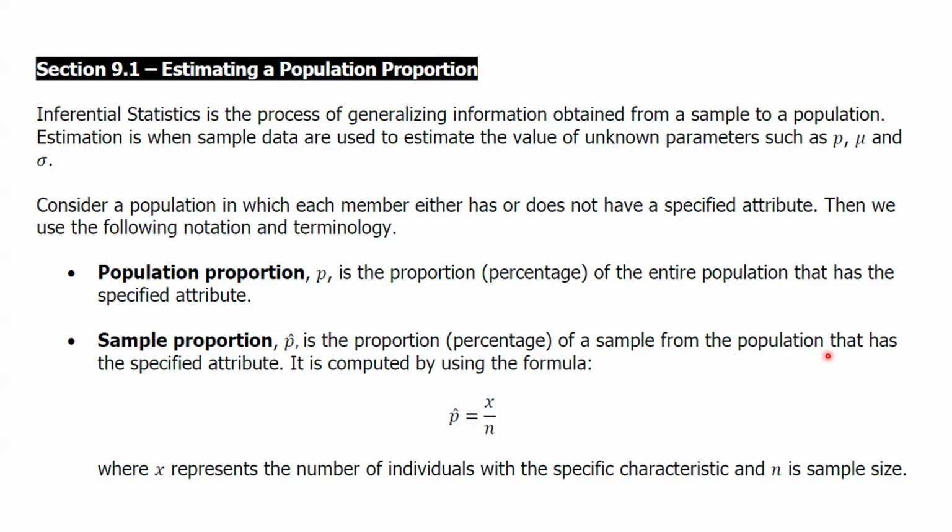So, inferential statistics is the process of using information from a sample to make conclusions about an entire population. Estimation is when we use sample data to estimate the value of an unknown population parameter, such as p, which is the population proportion, mu, which is the population mean, and sigma, which is the population standard deviation.